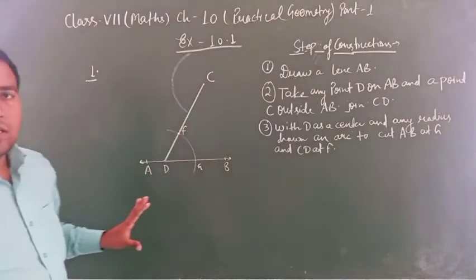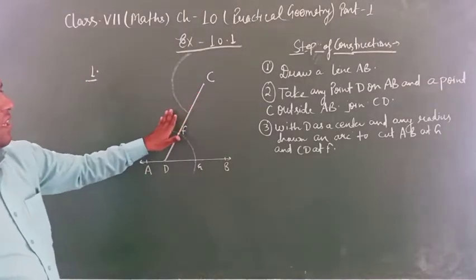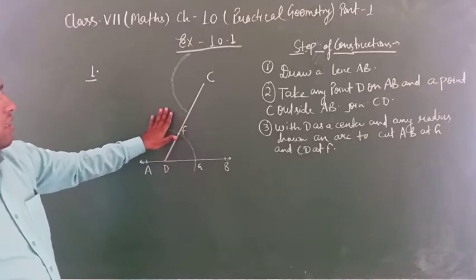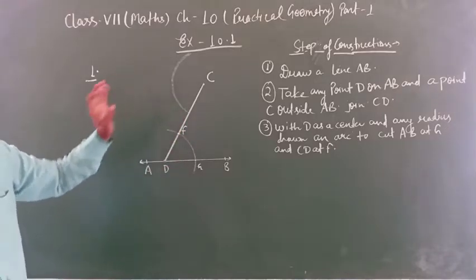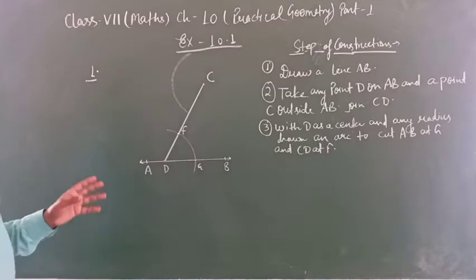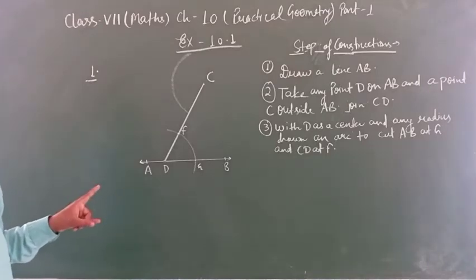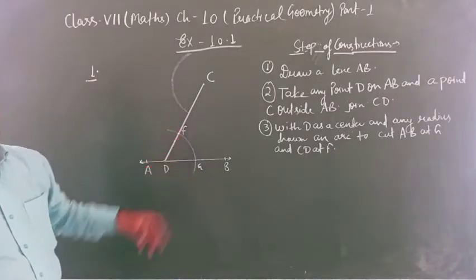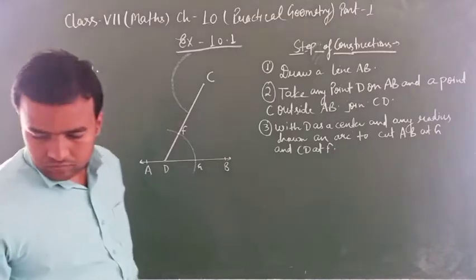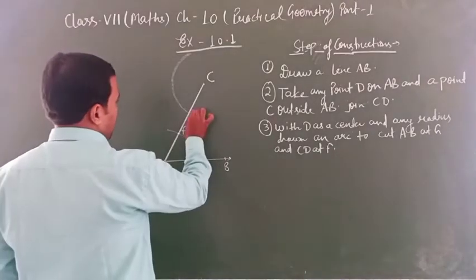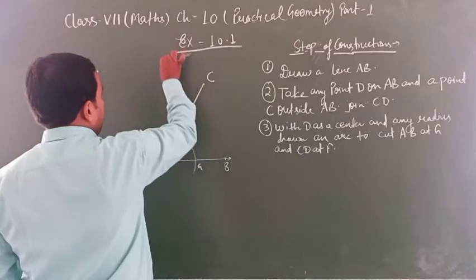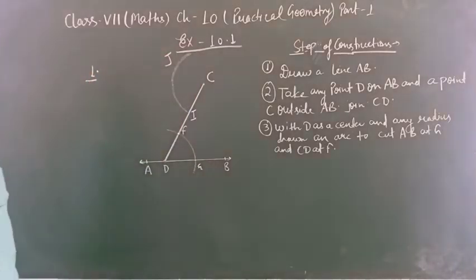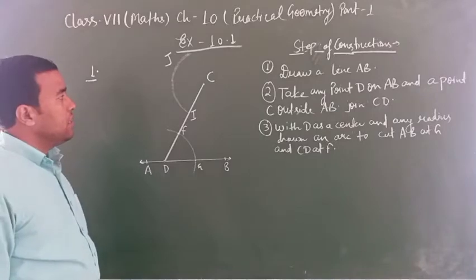Okay? Clear? With C as a center and any radius draw an arc. With C as a center and the same radius, draw an arc. Where? Here, name them I and J. We can write the names. Clear? I, J.